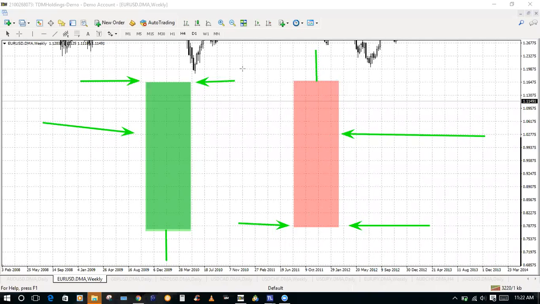Most of the time this candle forms in the beginning of a new trend or as a sign of continuation.